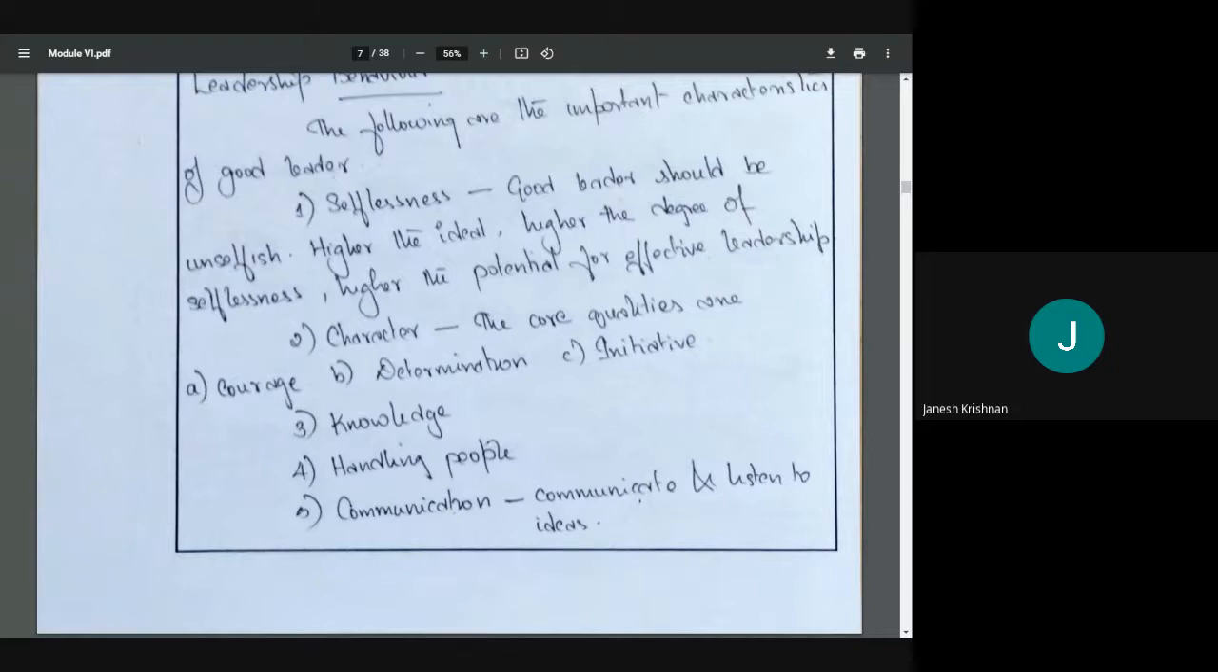Whenever a question comes, see what the question is. Don't get confused. If it asks for leadership qualities according to the trait approach, you have to write that one. If it asks in general what qualities you should look for, then write this one. Better you can add that also here. So what is the first thing? The first thing is that a leader should be selfless. He should not be selfish.